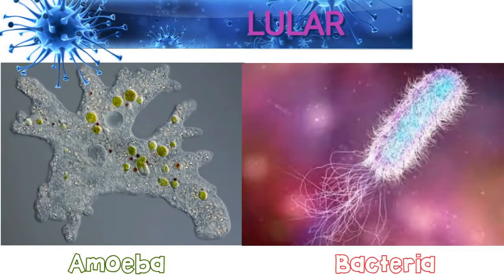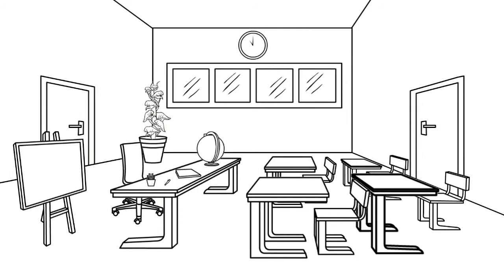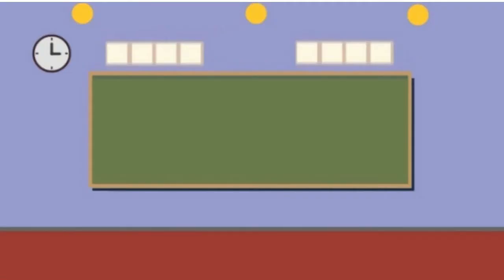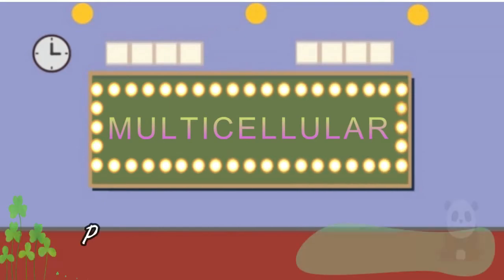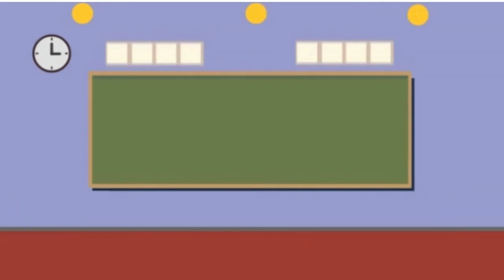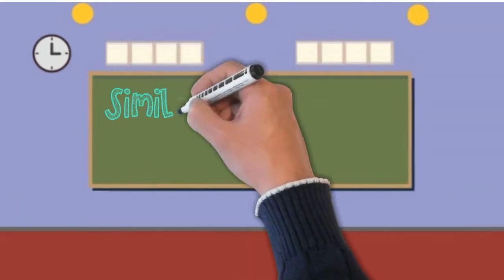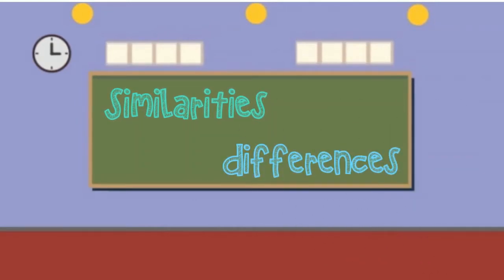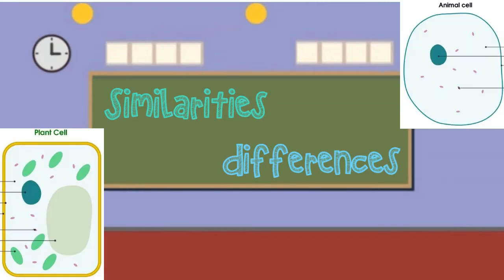Now you may not have covered these yet, your teacher may not have mentioned these, they come later in your school journey. We are looking at multicellular organisms, plants and animals. First we will look at things that both cells share, then we will look at unique features of both cells. These are plant and animal cells.